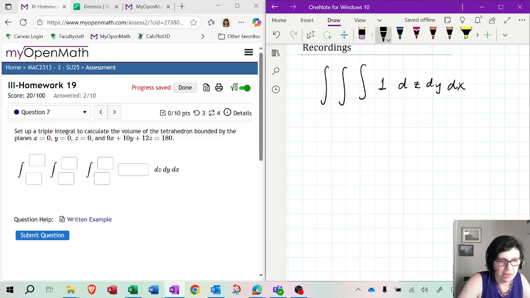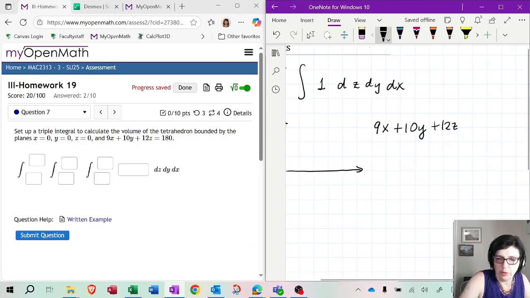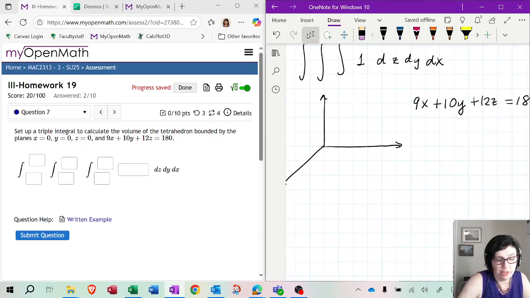The tetrahedron is bounded by the coordinate planes x equals 0, y equals 0, z equals 0, and also a plane whose actual equation is given: 9x plus 10y plus 12z equals 180. So what you need to understand is what this is going to look like.